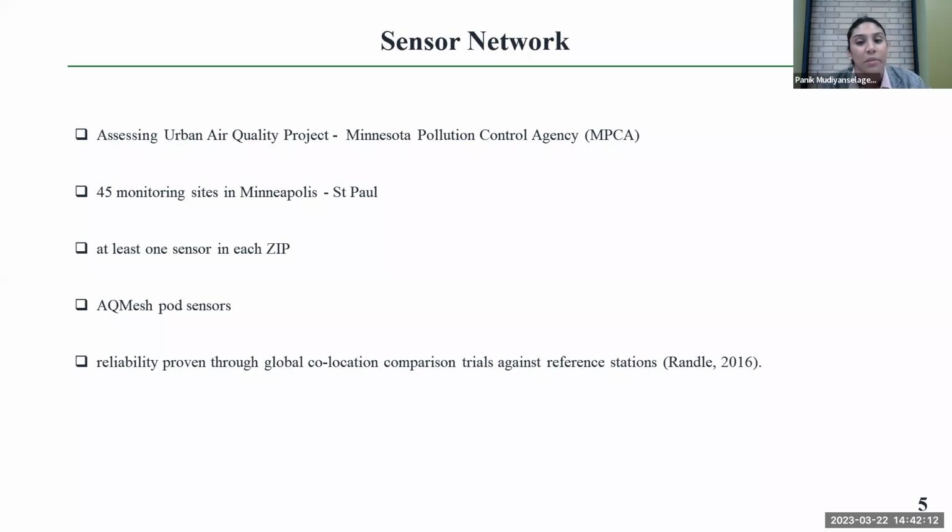And they use AQ mesh pod sensors, and there have been a large number of academic studies that have used these sensors, and they have also like numerous global co-location comparison trials against reference stations, meaning that they're going to set up like a AQ mesh sensor next to a reference sensor, and they're going to see the correlation between the readings.